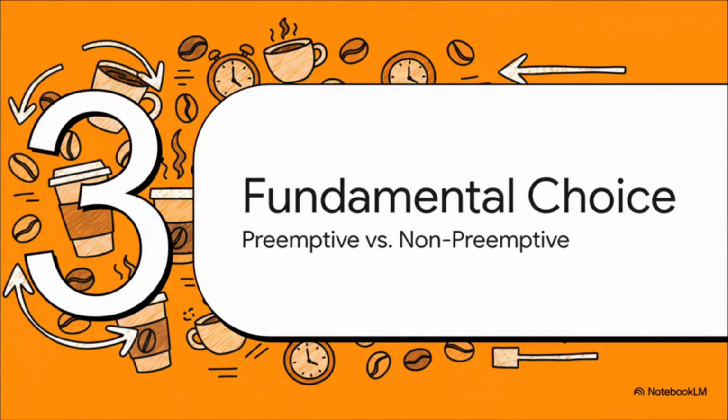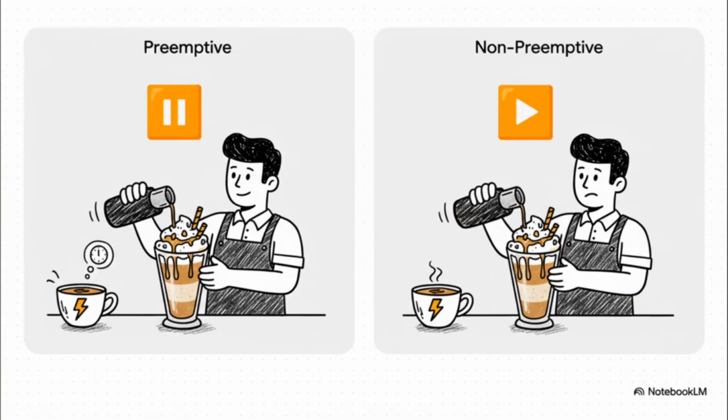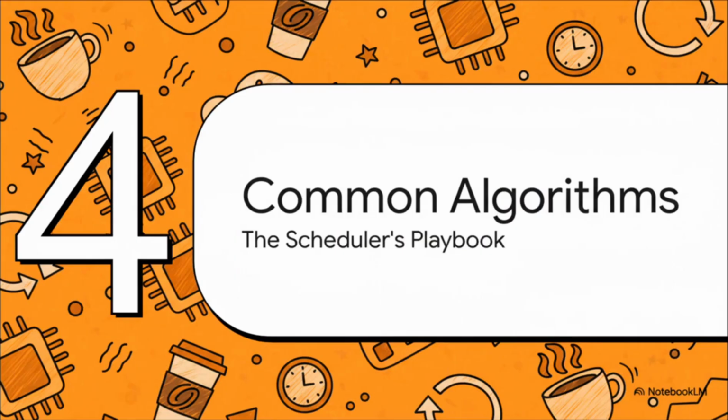Before a scheduler can even start making decisions, it has to make one massive, fundamental choice that defines everything it does. And that choice is, can it interrupt a task that's already running? This choice splits scheduling into two big categories. On one side, you have preemptive scheduling. This is like our barista stopping a really complicated drink order to quickly pour an espresso for someone who just ran in. The other approach is non-preemptive. This is where once the barista starts an order, everyone else has to wait until it's completely finished. No interruptions allowed.